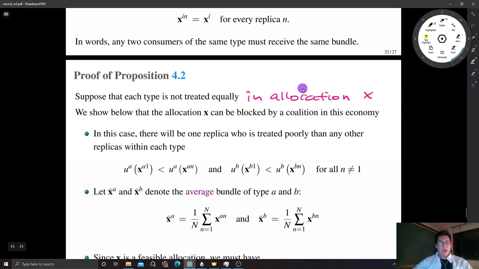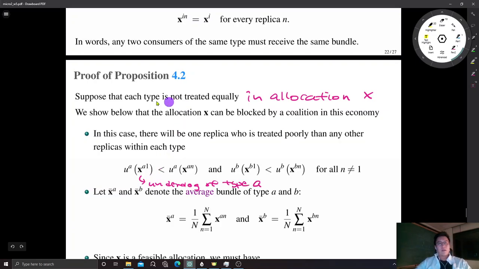And then the basic idea is this: because each type is not equally treated, there must be one type, also one replica in each type. For example, in type A, there exists one replica who is treated most poorly. Let me call this the underdog of type A.